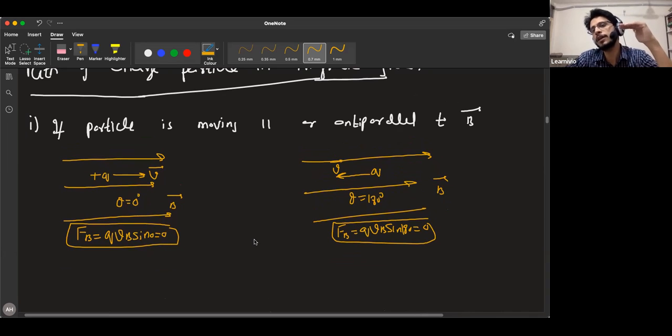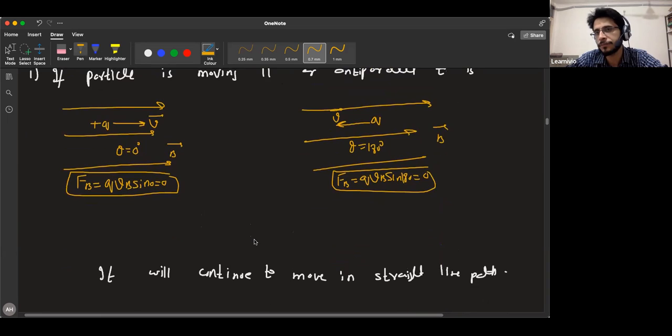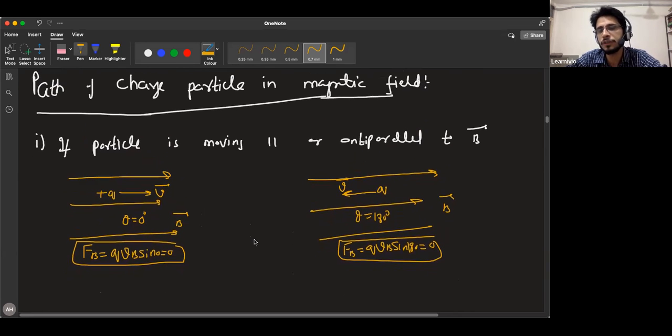So if the charged particle is moving parallel or anti-parallel to the magnetic field, then no magnetic force is acting on the charged particle. It will continue to move in the same straight line. The path will change if it is moving at some angle other than 0 degrees or 180 degrees. Just note it down. Then we'll see a few other cases.